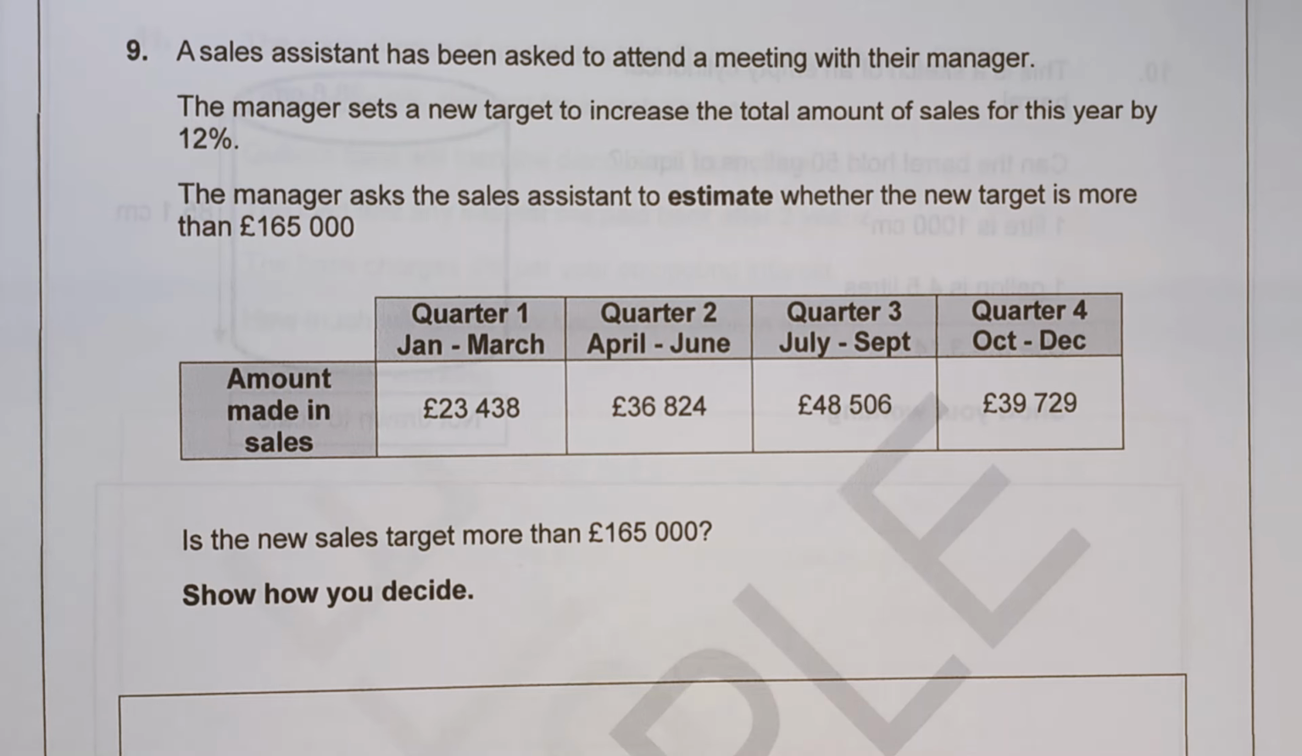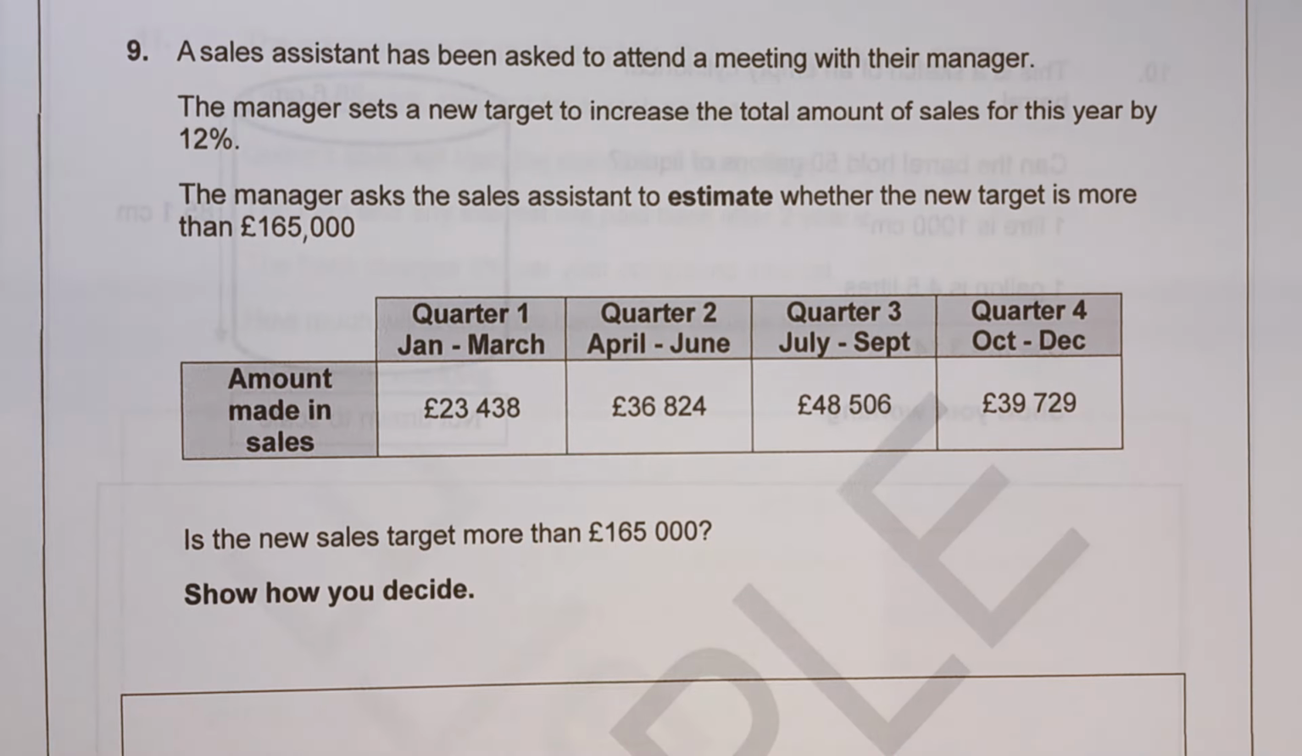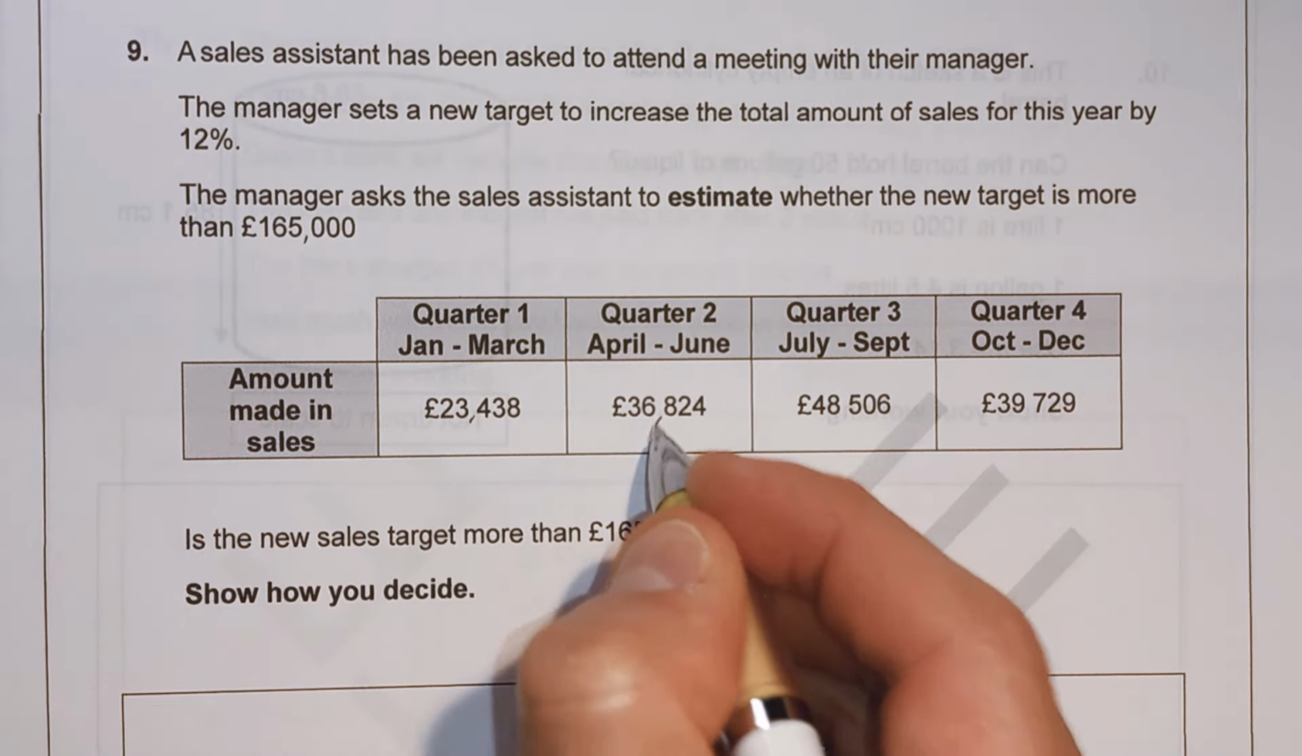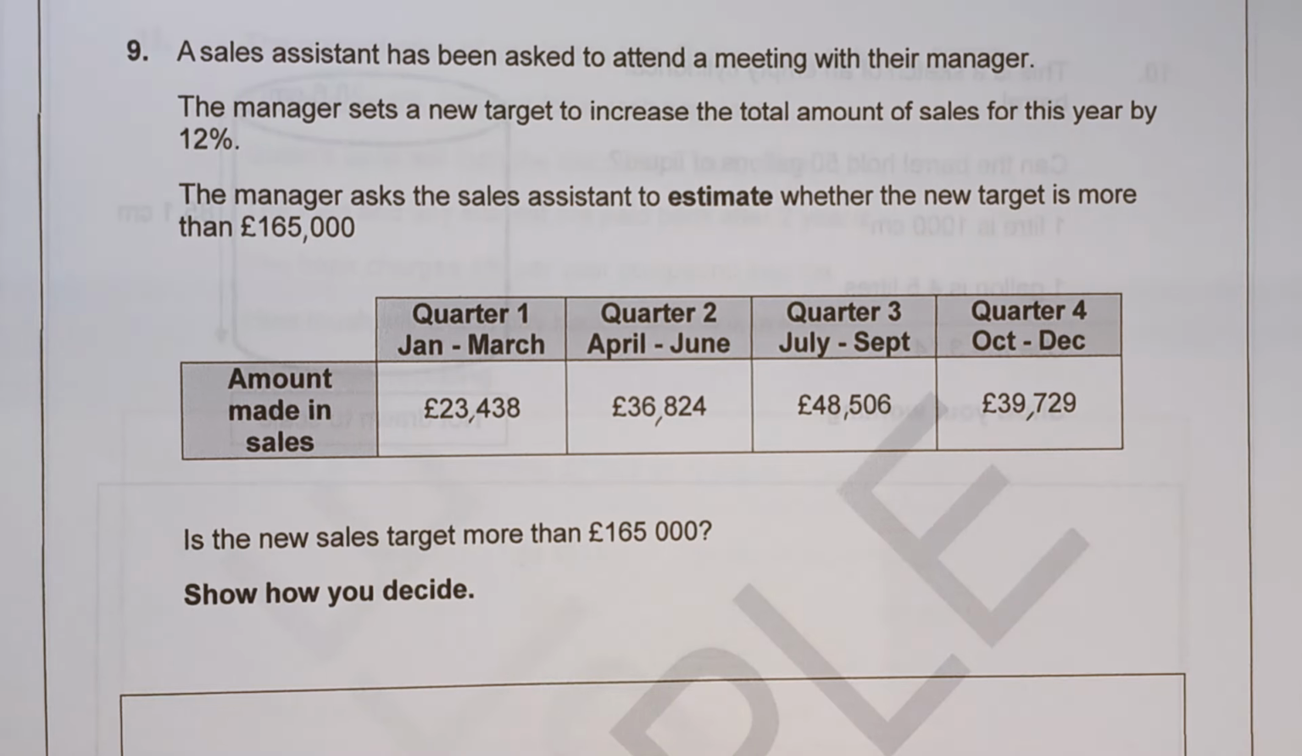Question 9. A sales assistant has been asked to attend a meeting with their manager. The manager sets a new target to increase the total amount of sales for this year by 12%. The manager asks the sales assistant to estimate whether the new target is more than £165,000. Okay, so we've got the amount of sales for each quarter. So what we want to do first of all is work out what the total amount of sales is for the year, because then we're going to look at what we get when we increase it by 12%.